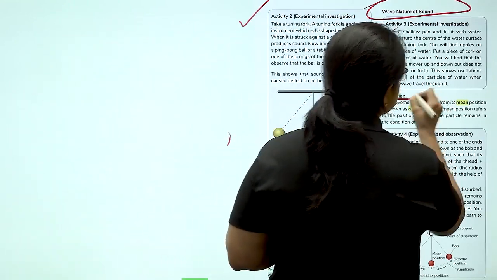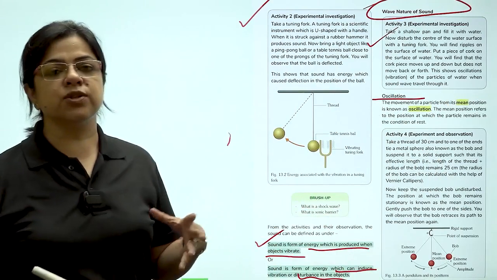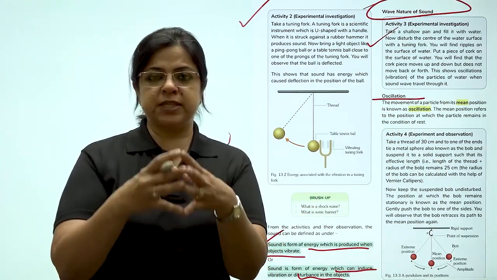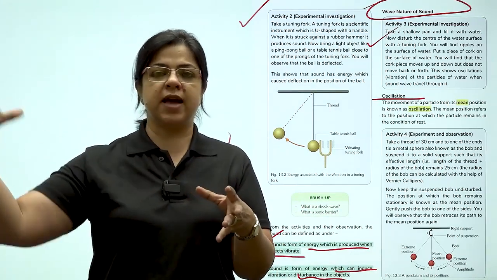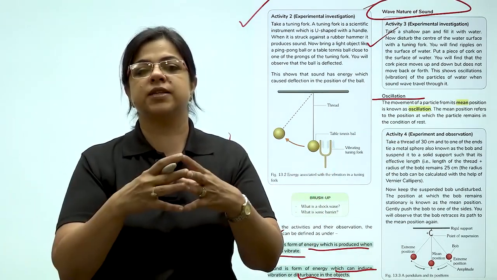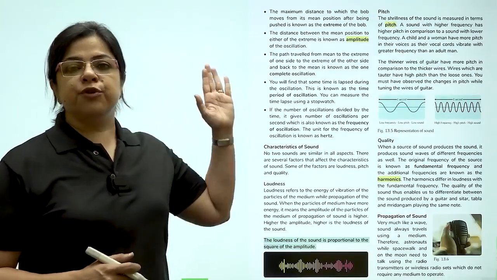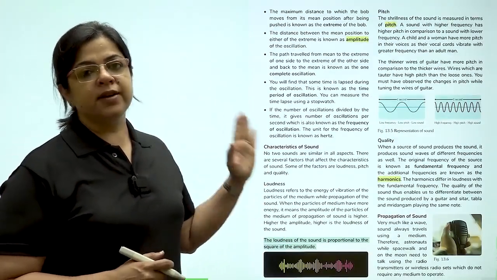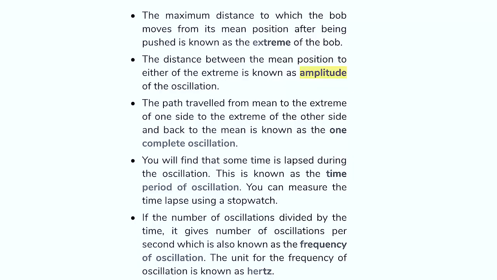Now let's understand the oscillation. What is oscillation? When something moves from its mean position to another position and back, then to another position and then back, this is oscillation. So we understood a few points from this particular experiment. What are they? The maximum distance to which the bob moves from its mean position after being pushed is known as the extreme of the bob. The distance between the mean position to either of the extremes is known as amplitude of the oscillation.